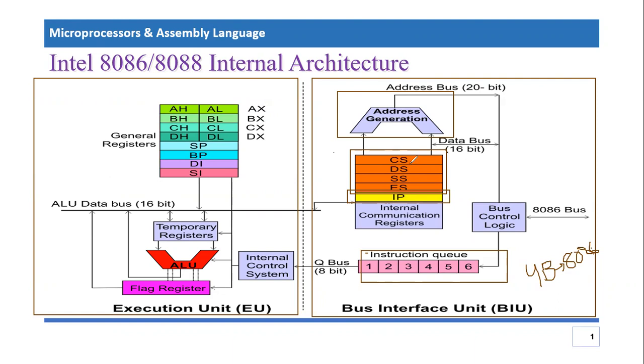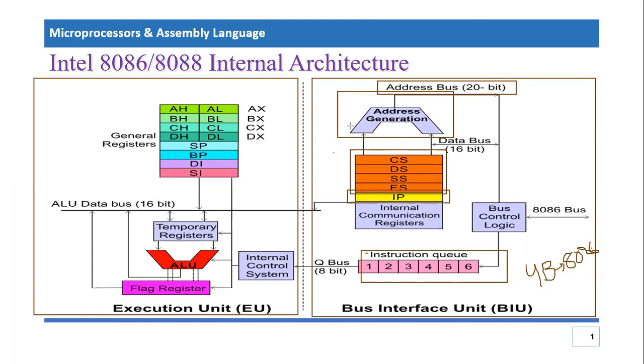But you know that these 16-bit registers are actually generating a 20-bit address. I hope you can see this particular thing. It says that the address generated by the bus interface unit is 20 bits. So how come we are using 16-bit registers, CS, DS, SS, ES, or IP? All of them are 16-bit registers, but they are generating an address of 20 bits. So how are they generating it?